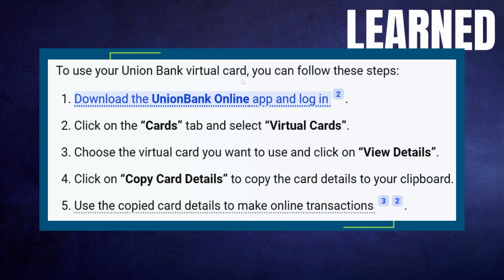First of all, download the Union Bank online app and log in. Then, click on the Cards tab and select Virtual Cards. After that, choose the virtual card you want to use and click on View Details.